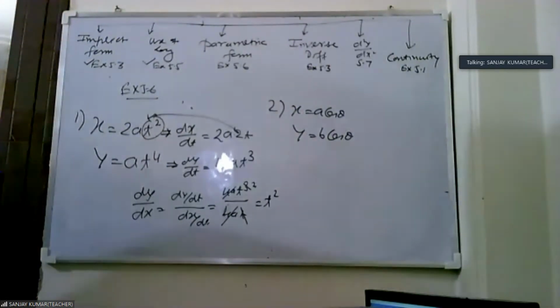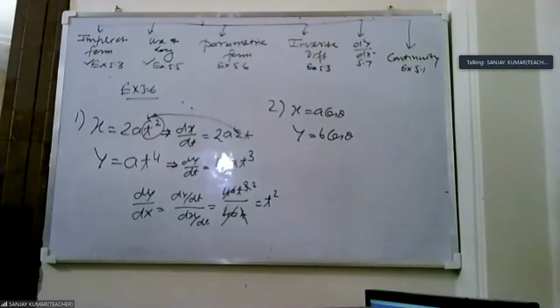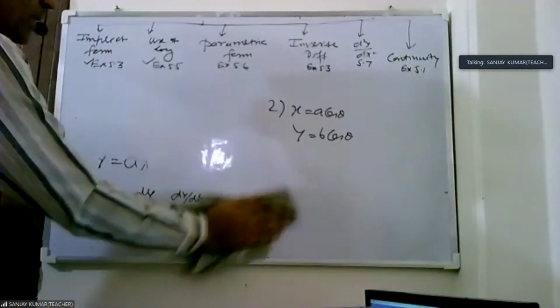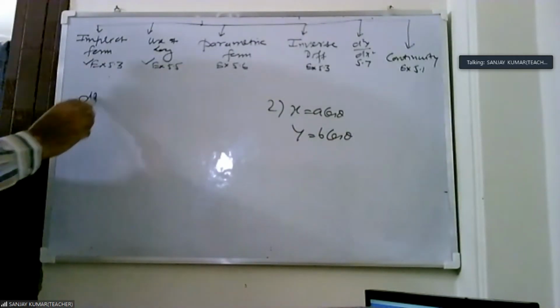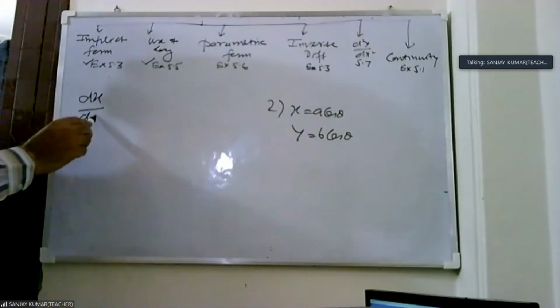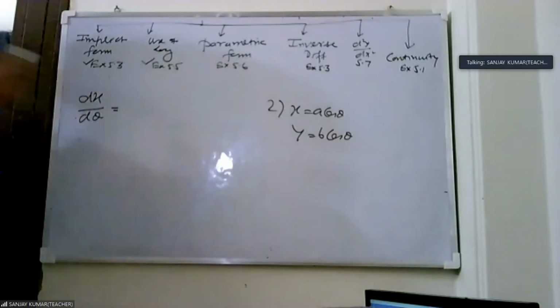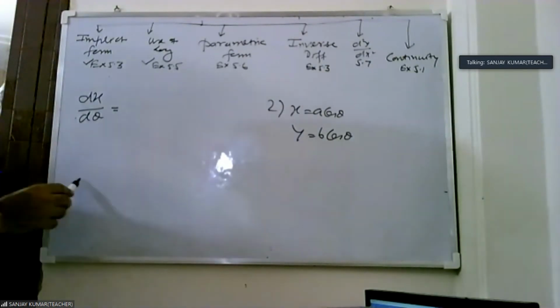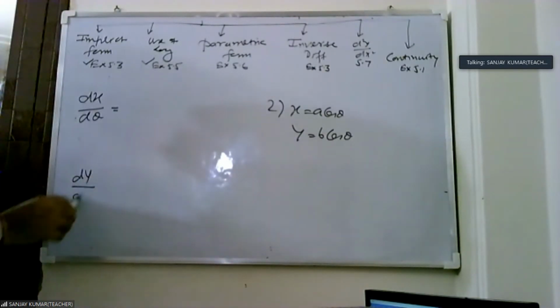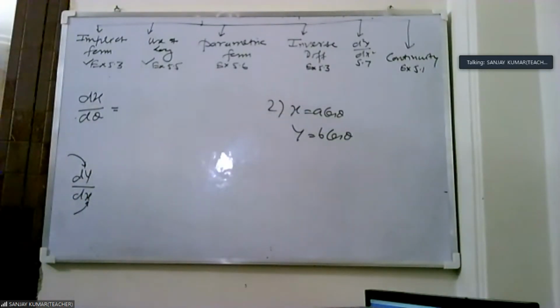Look, this is the second question. The second question is x equal to a cos theta, y equal to b cos theta. Okay, what we do is very simple. dx by d theta means we differentiate x with respect to theta. The meaning of dy by dx is the differentiation of y with respect to x.